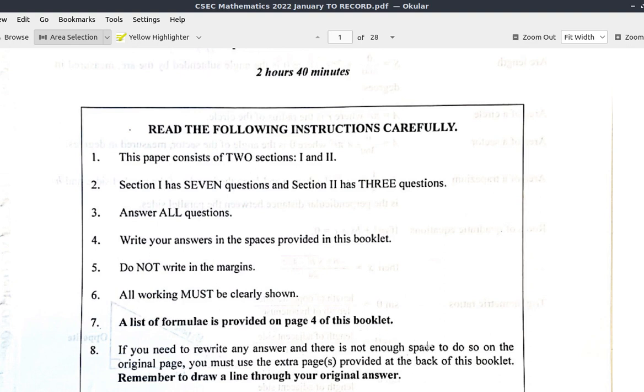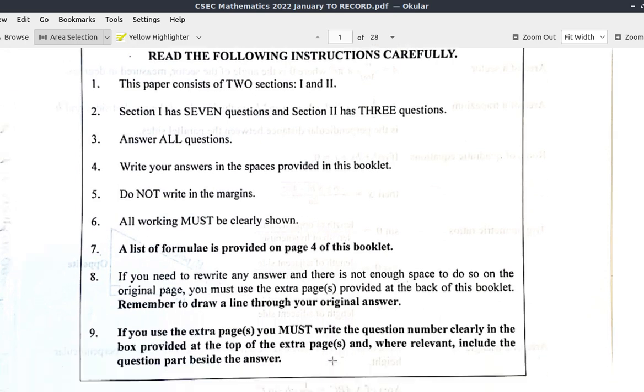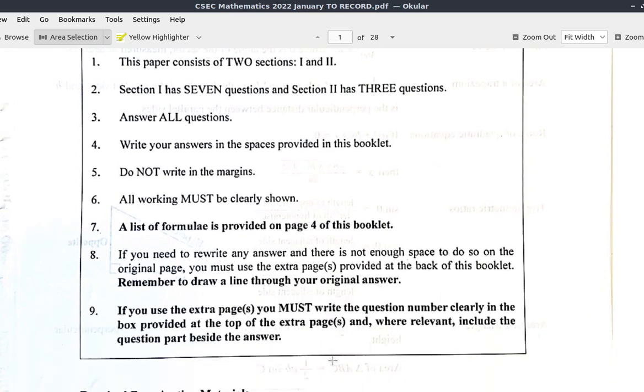If you need to rewrite and there's not enough extra space, remember you have extra pages at the back of the question paper. And if you use extra pages, you must write the question number clearly in the box provided, and the question part that you're answering as well. All right. Remember, write your answers very clearly.